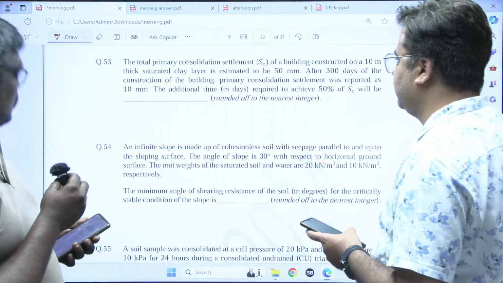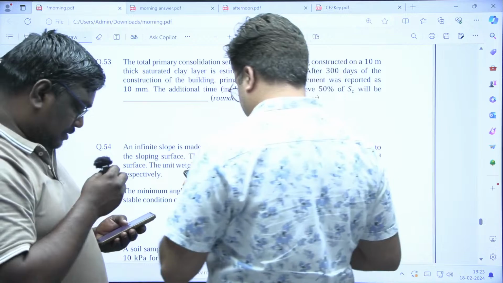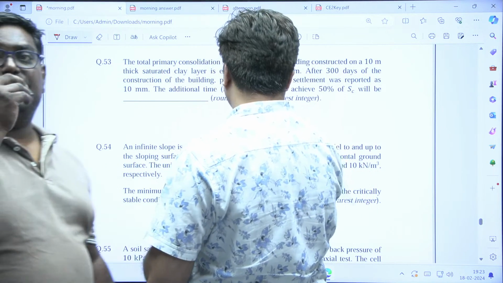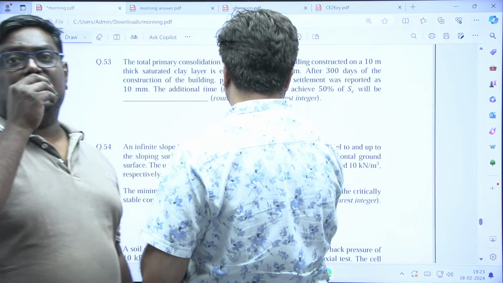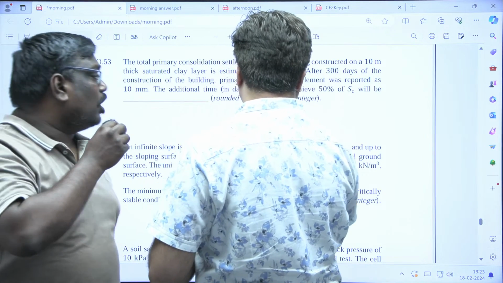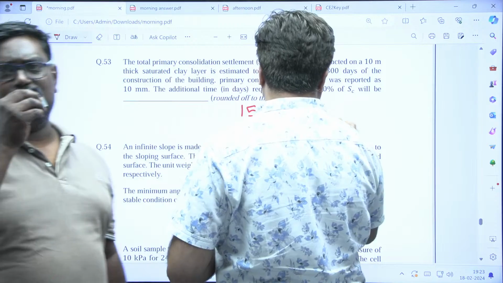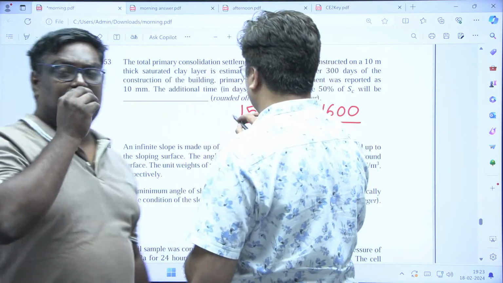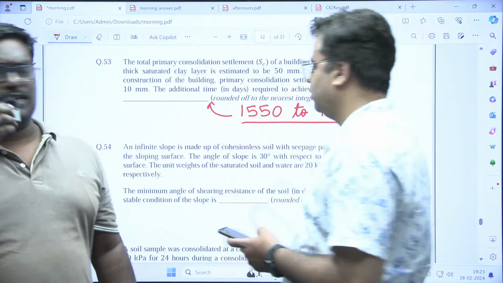Then for this one, 1575, sir. Yeah. So 1550 to 1600, the range is there. Very good. 1550 to 1600, students. See, imagine the range. Here we have got the exact answer. If you talk about the exact answer, you might get 1575 days. 1550 to 1600, the additional time required for the consolidation.